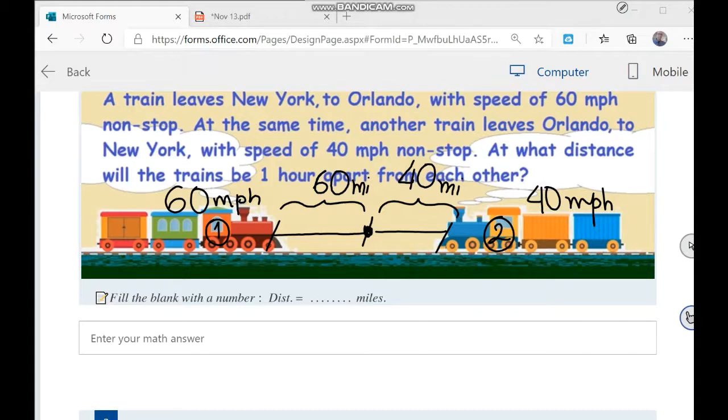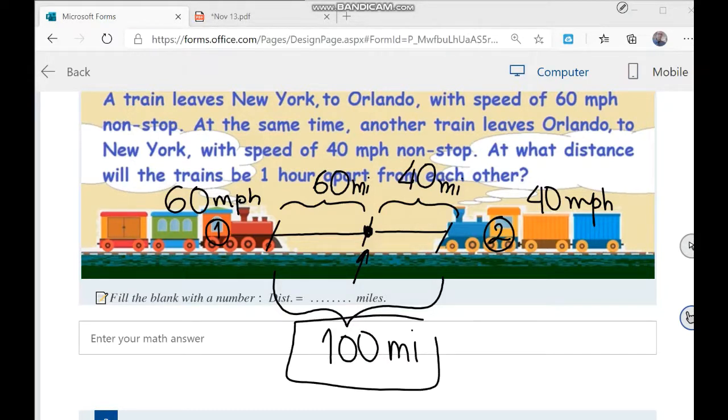That means they're going to meet at this point. This is where they will meet, at the same place, the same point. And the distance between the trains that makes them apart 1 hour before is going to be 60 plus 40, 100 miles. So the answer here is 100. This is the right answer. The objective here is not finding the right answer.